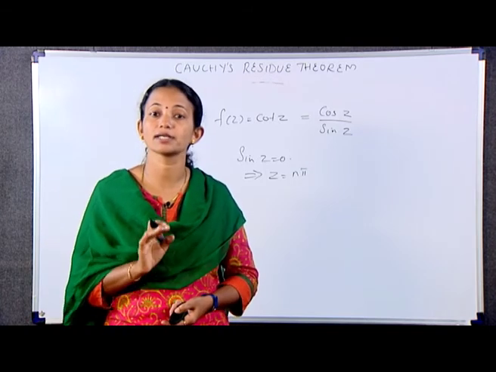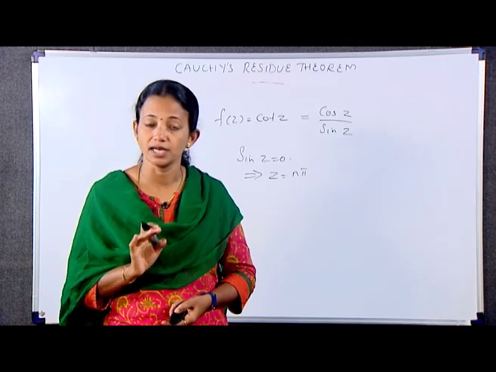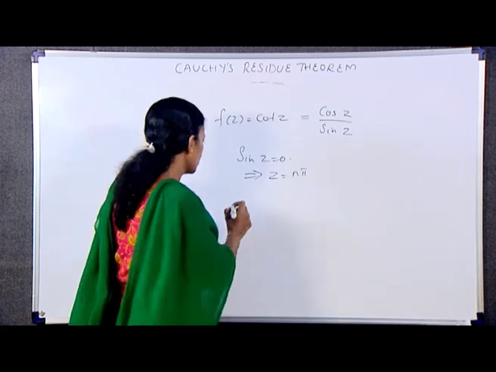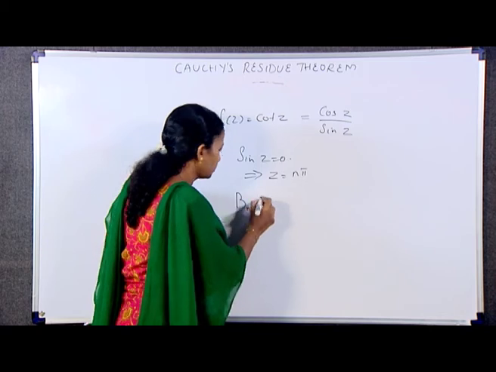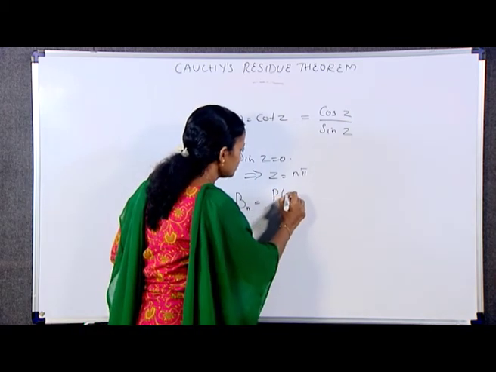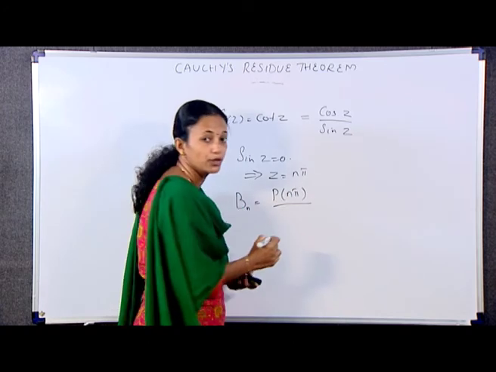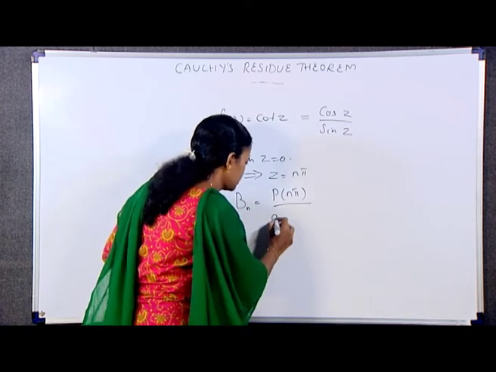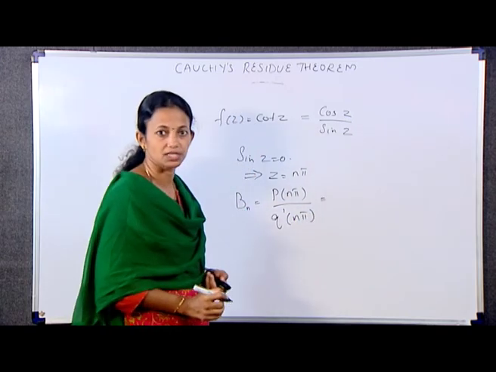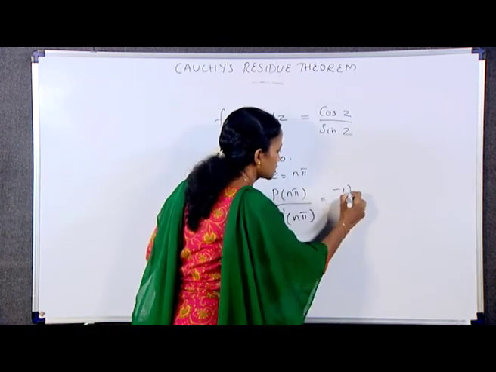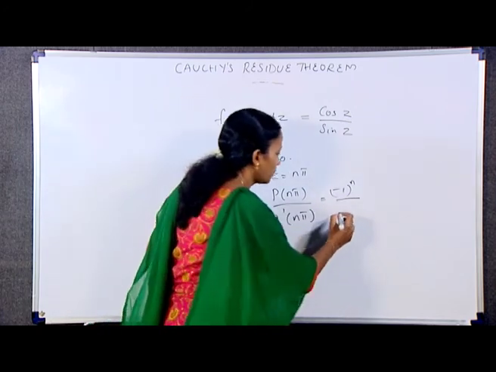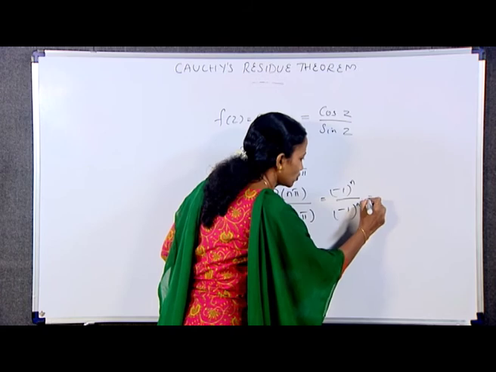Each singular point z is equal to n pi of f is a simple pole with residue b n equal to p of n pi by q dash of n pi. This is equal to minus 1 whole raised to n, and q dash of n pi is again minus 1 whole raised to n. So it becomes 1.